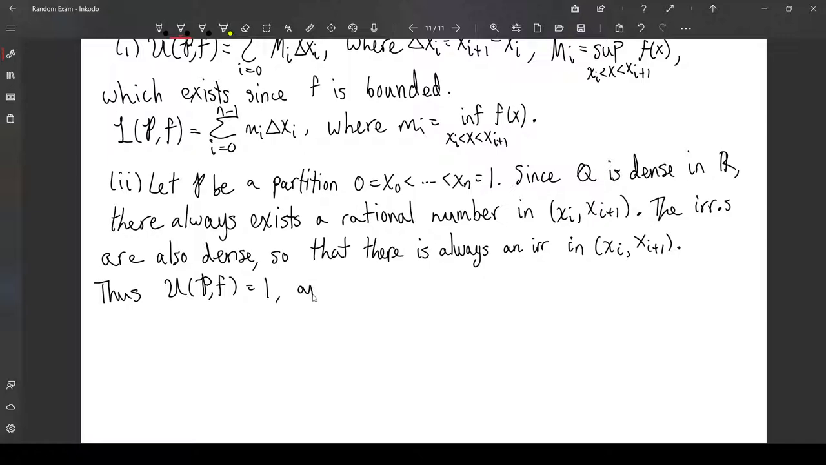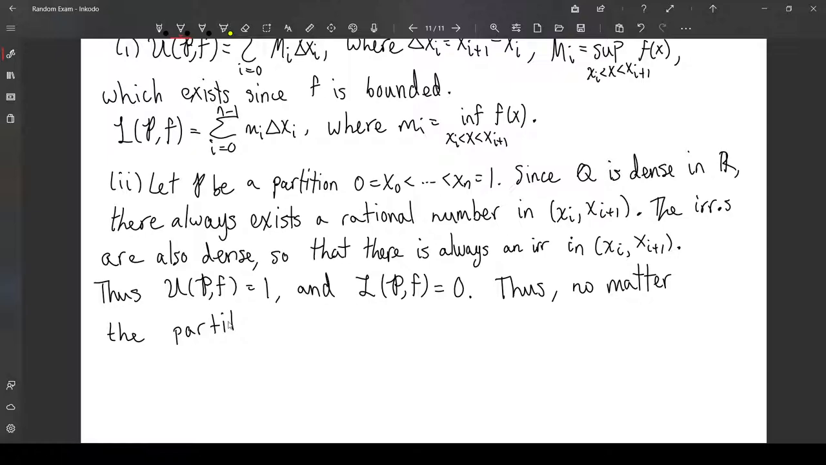which is 1. And by a similar argument, for the lower sums, all the little m sub i's are 0, because you're always going to have irrational numbers which correspond to a value of 0, so you just have a sum of zeros, which is 0. Thus, no matter the partition, the upper and lower sums do not get arbitrarily close.